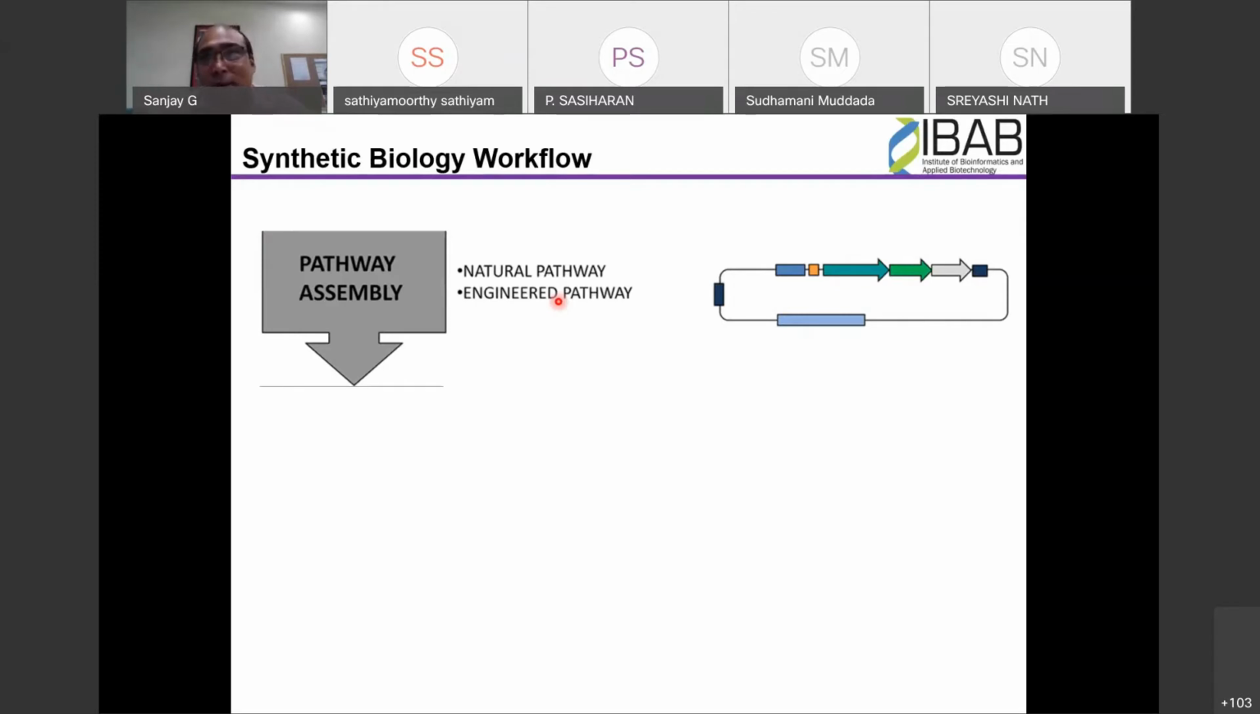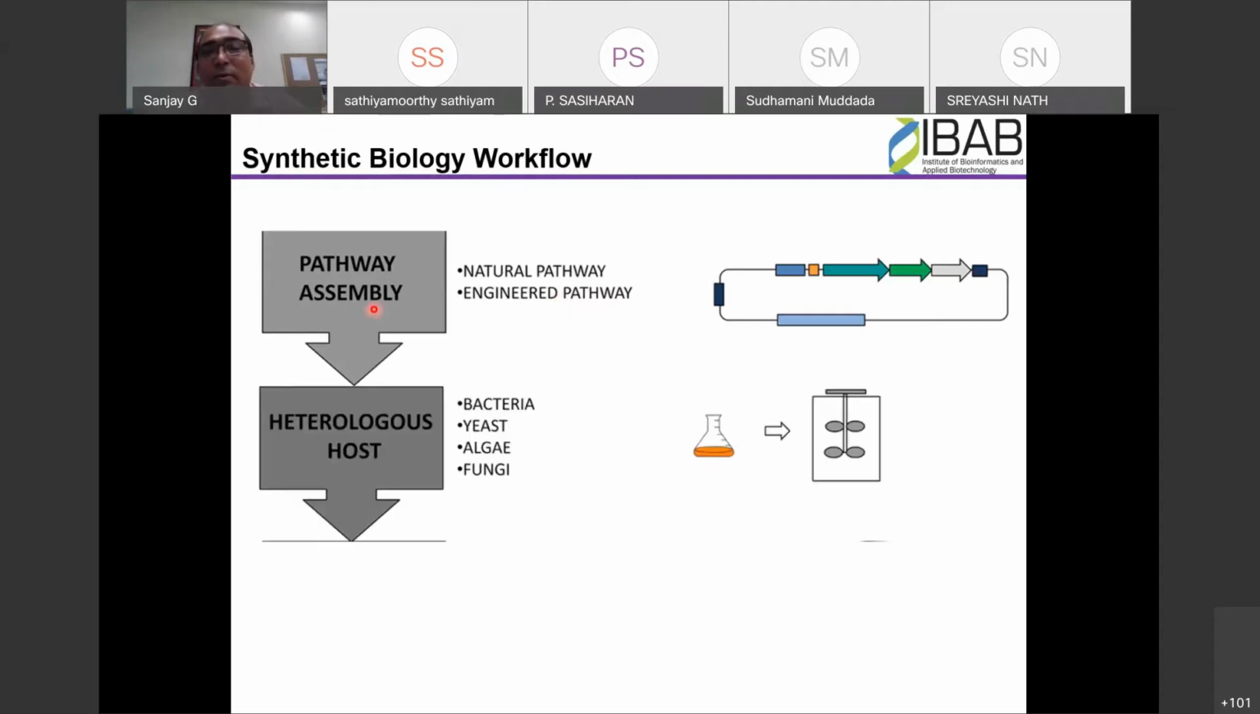And in an engineered pathway, we can make de novo, like in silico, genes and their functions based on what knowledge we have, and it is completely synthetic. That means that gene or that function doesn't exist in nature before that. So this pathway assembly is crucial before we put it into the heterologous host. And these hosts are, as I said, mostly bacteria and yeast. There are good examples of algae and other fungi being used.